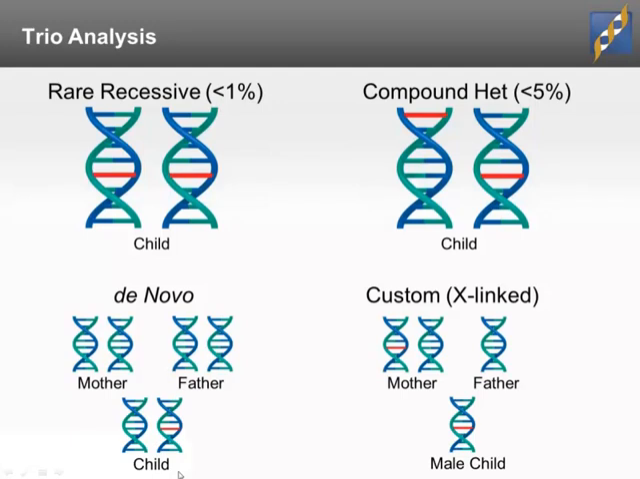De novo, the child has a heterozygous call at a location where both parents are homozygous for the reference allele. This is a specific case of a Mendelian error. X-linked. Again, this mutation only makes sense for a male child and as such will not be demonstrated.